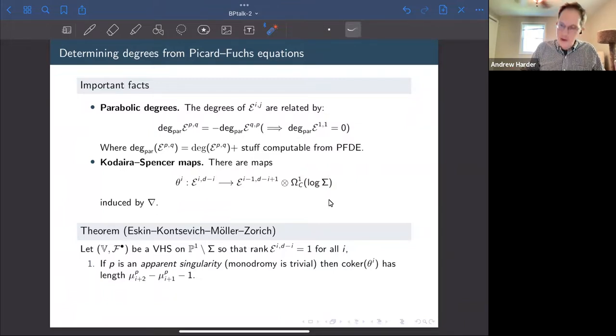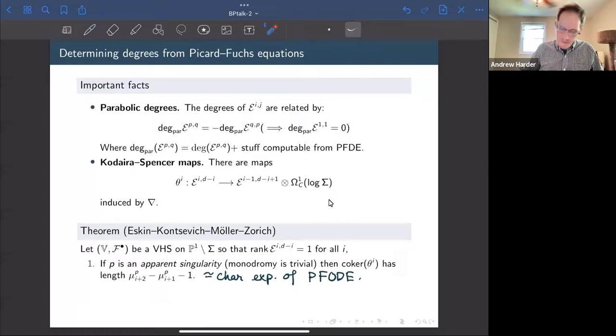Okay, so it tells us that if I have an apparent singularity, and it tells me how to do this in terms of the characteristic exponents of the Picard-Fuchs equation. That's really the important part. This theorem tells me how to compute the co-kernel of this Kodaira-Spencer map using Picard-Fuchs equations.